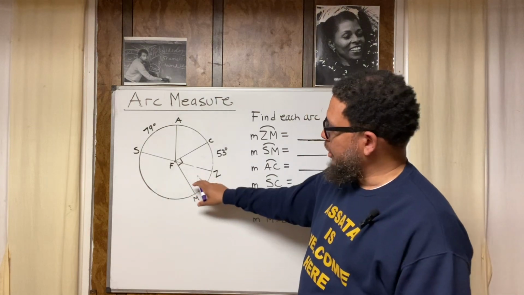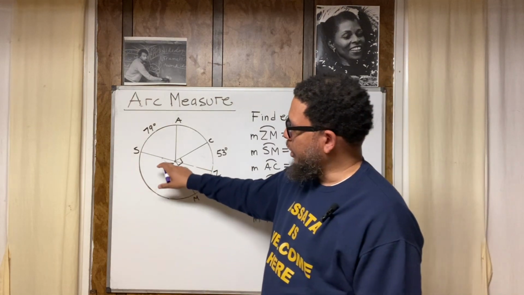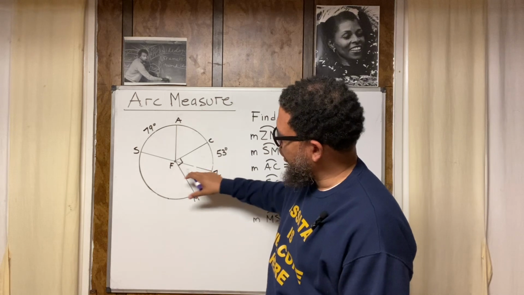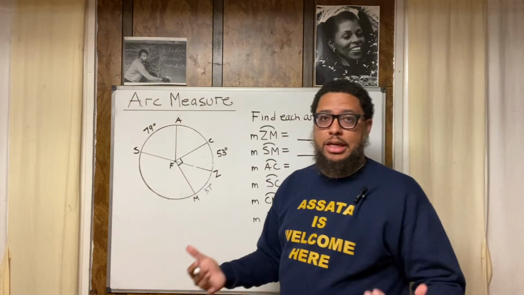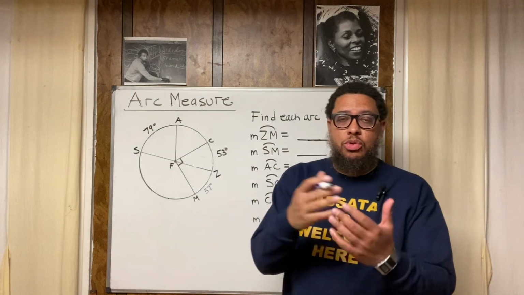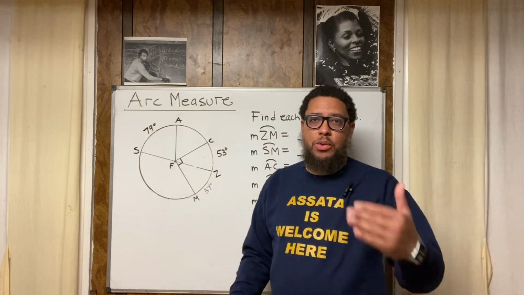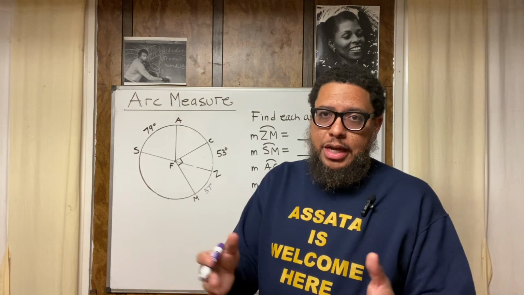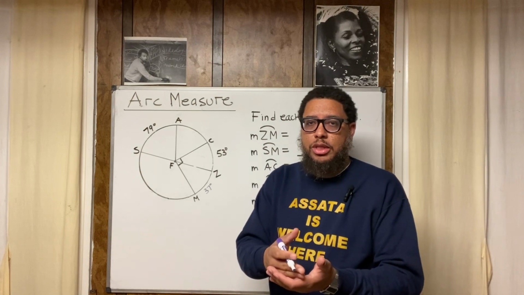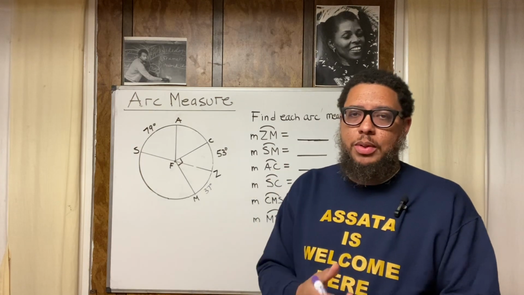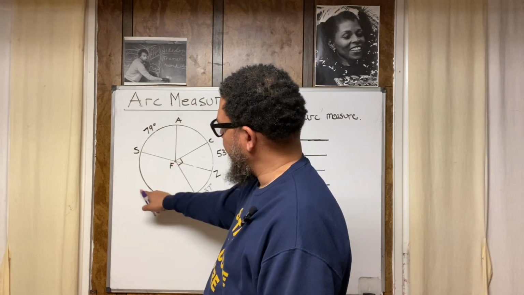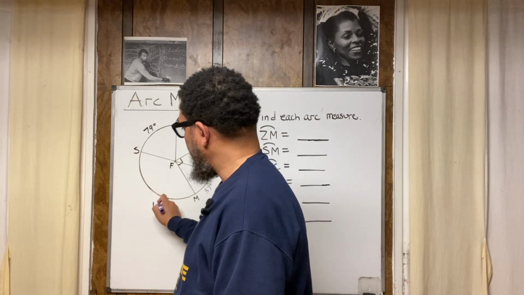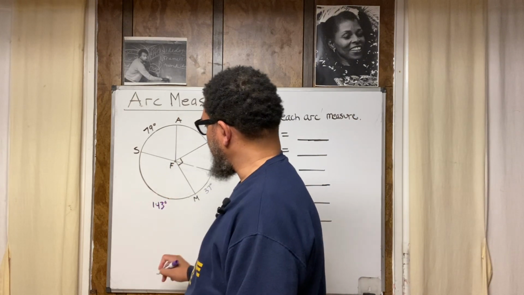Now, if we know that this is 37, we can figure out what this is, because we know that from here to here is 180 and we know that this part is 37. So we can do subtraction again to figure out what this angle is. We do 180 take away 37. We can break 37 down into 30 plus 7. 180 take away 30 is 150. 150 take away 7 is 143. So that means we know that this angle is 143 and this arc is 143. So we got 143 degrees, right?